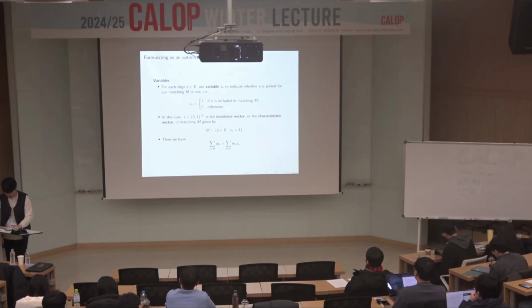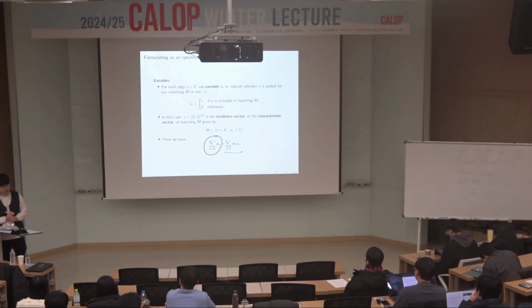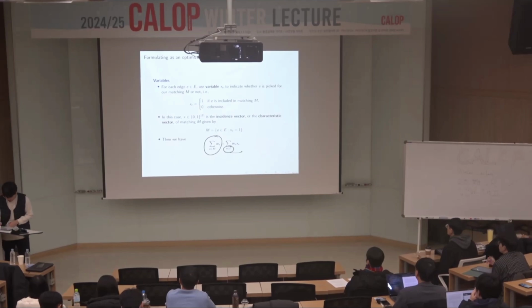Then this weight sum of the edges in your matching M can be equivalently written with this expression: the sum of w_e times x_e. Now the summation is over all edges, and whether you pick your edge in your matching M or not is captured by the variable x_e. You are only taking weights where the corresponding variable has value 1. So this is the variable part.